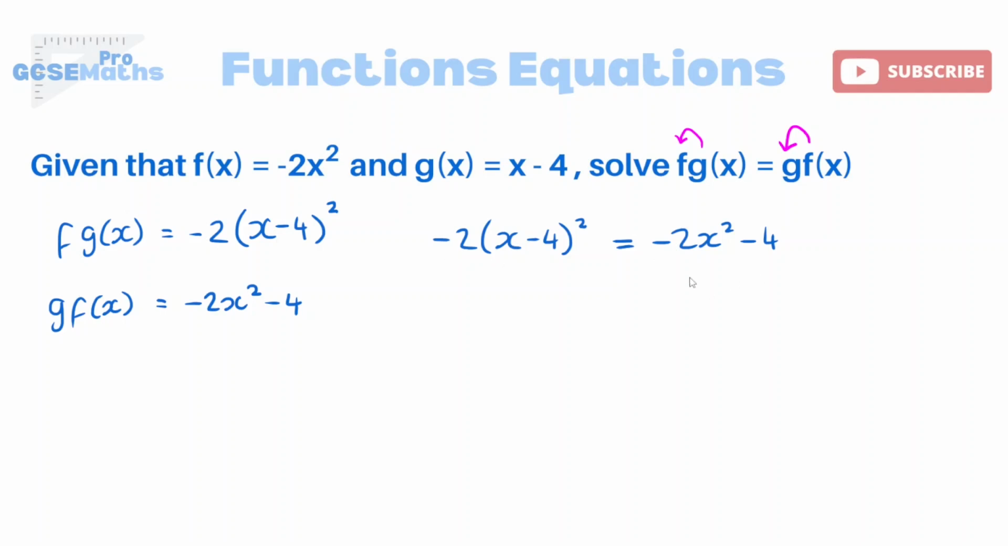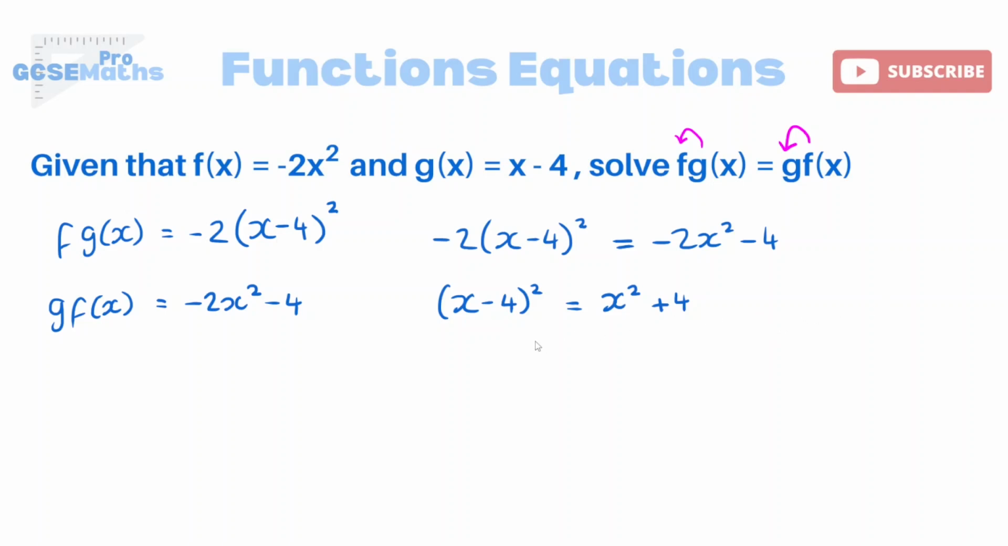Okay, I might actually divide by minus 2 across first. There's multiple ways that you can do this, but that's just a question of what you prefer, isn't it? So divide by minus 2 across, then minus 2x squared divided by minus 2 is just positive x squared, so that's a bit easier. And then divide minus 4 by minus 2, that's plus 4.